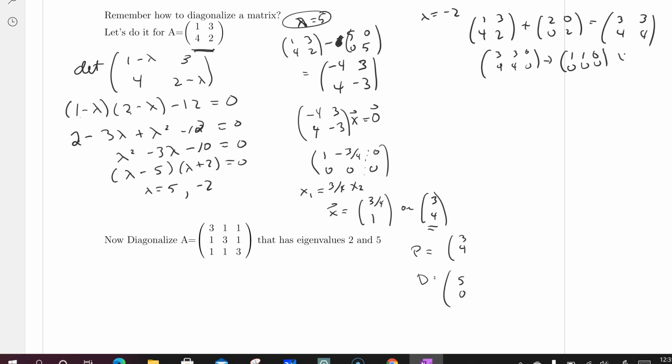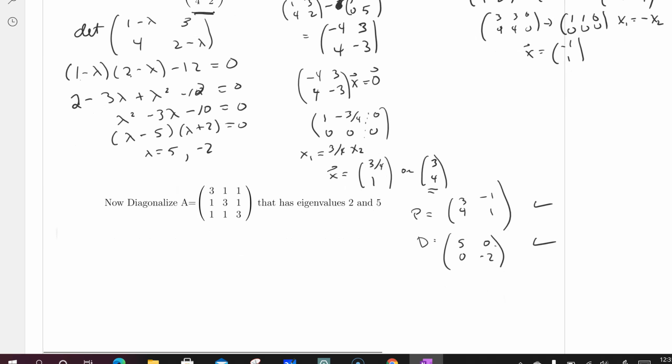Okay, so this means x1 is equal to negative x2. So my vector x is negative 1, 1, factoring out an x2. What that means for my P is I have a negative 1, 1, and for my D, I'm putting in the eigenvalue of negative 2. So there it is diagonalized. That's all you have to do.